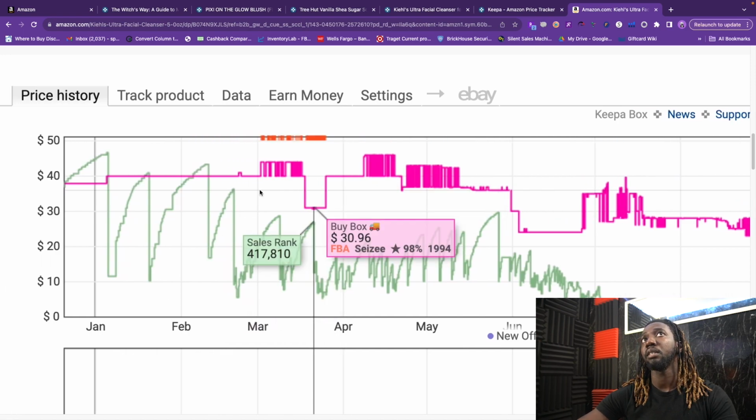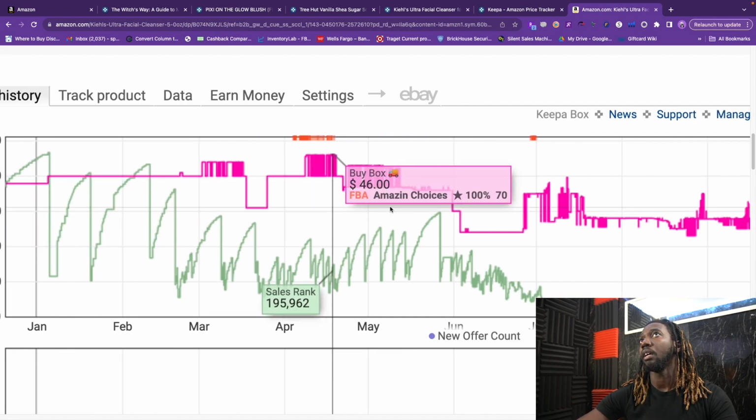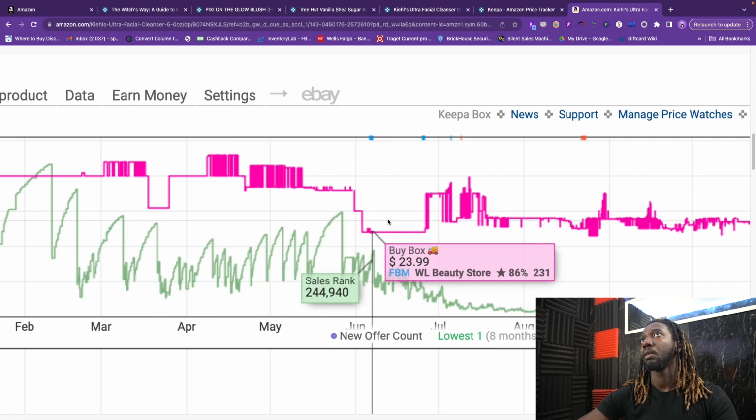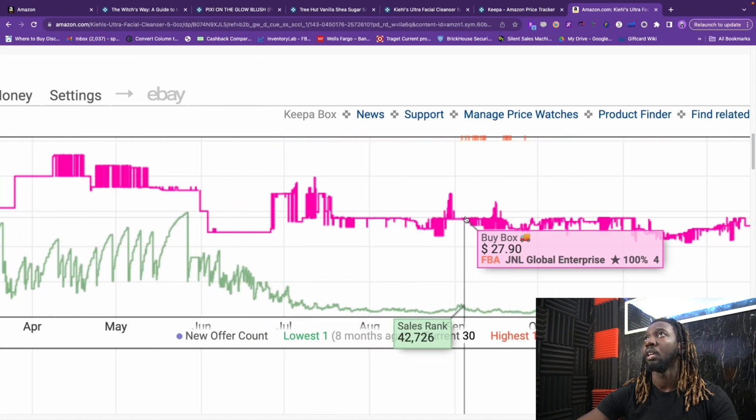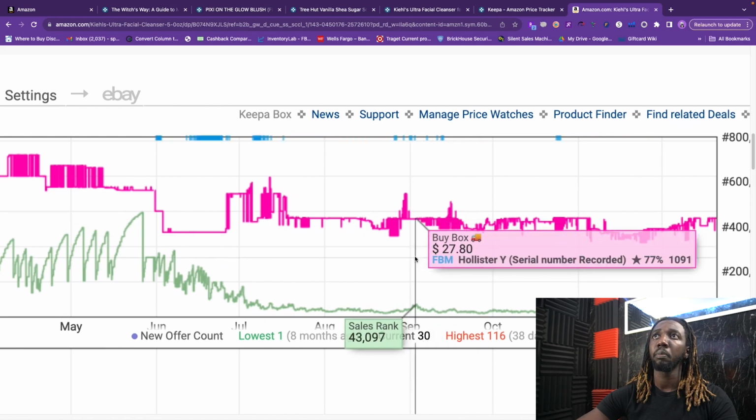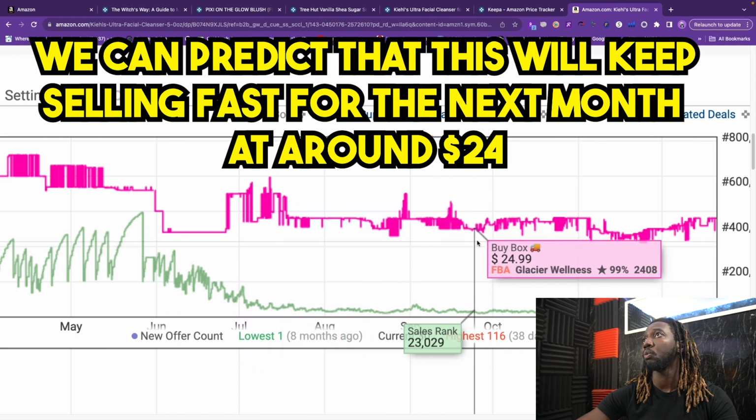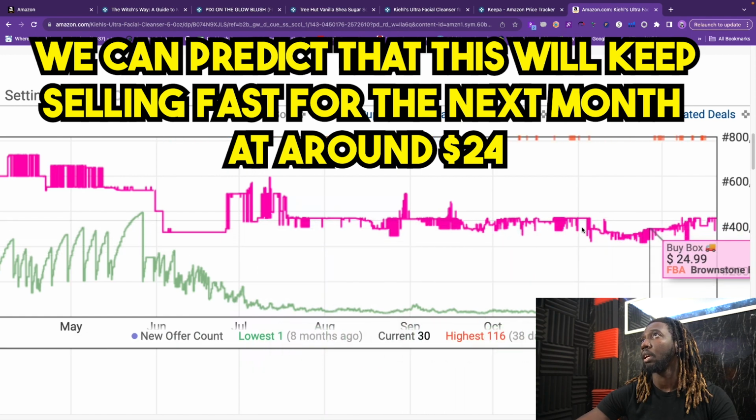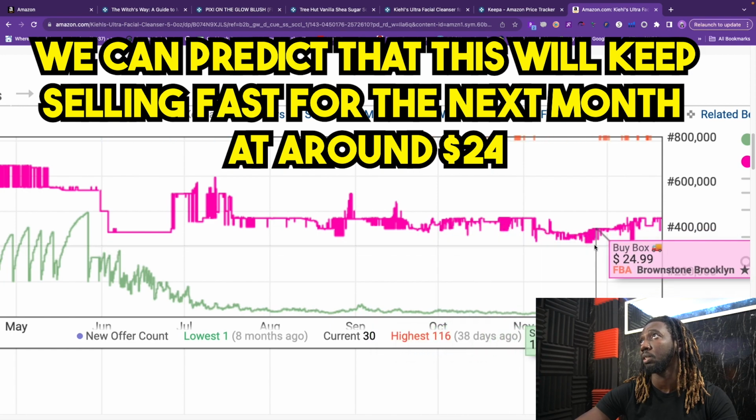So basically this right here lets you know the price history of it. And over time the price did go a little bit lower, but around $28 the sales rank totally dropped, got lower, which means it's close to 1, and it started picking up in sales. So it's been selling pretty well for the past 6 months.